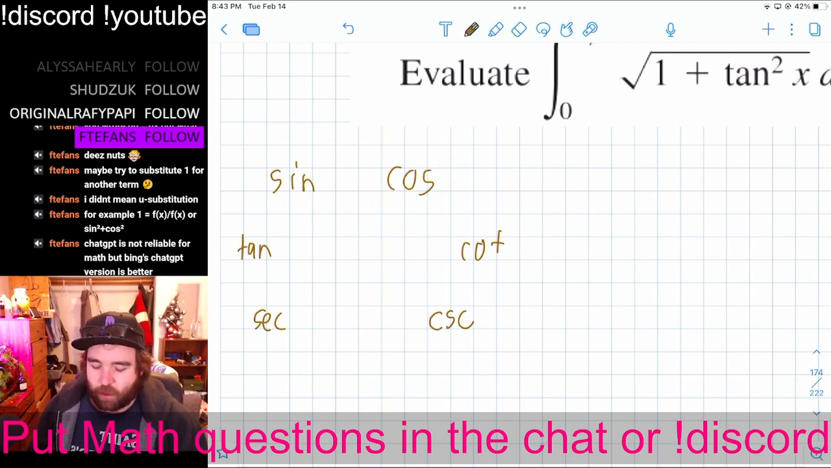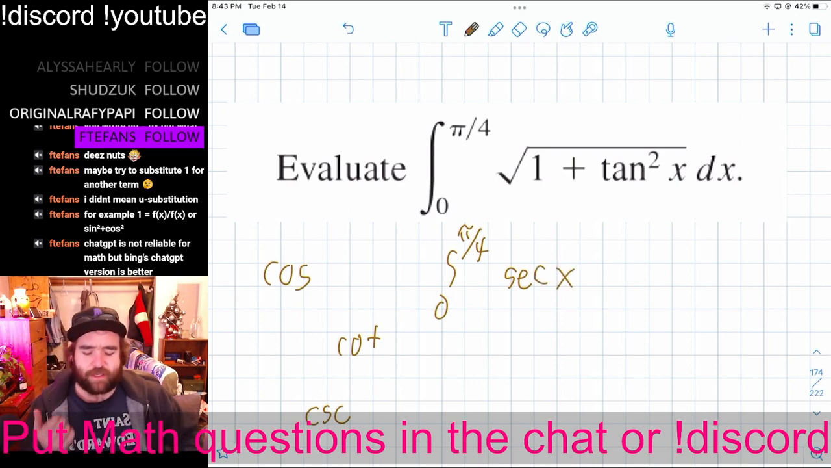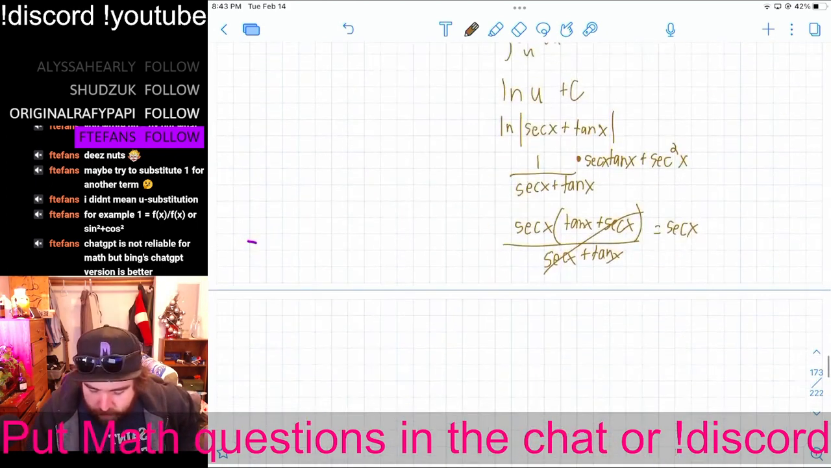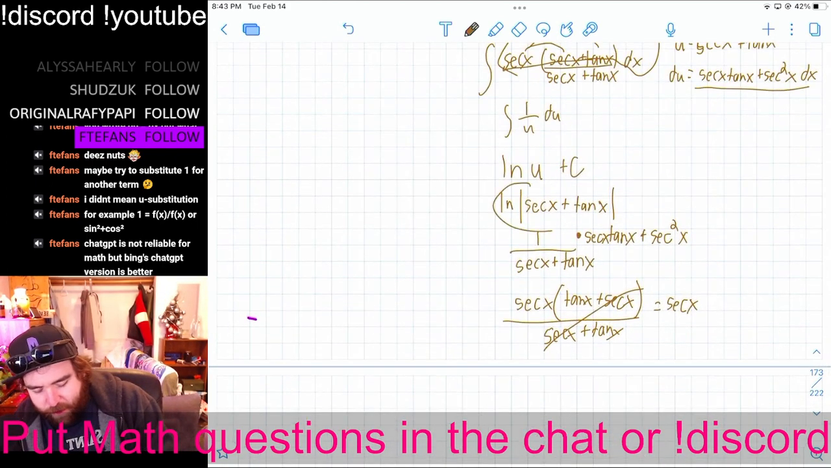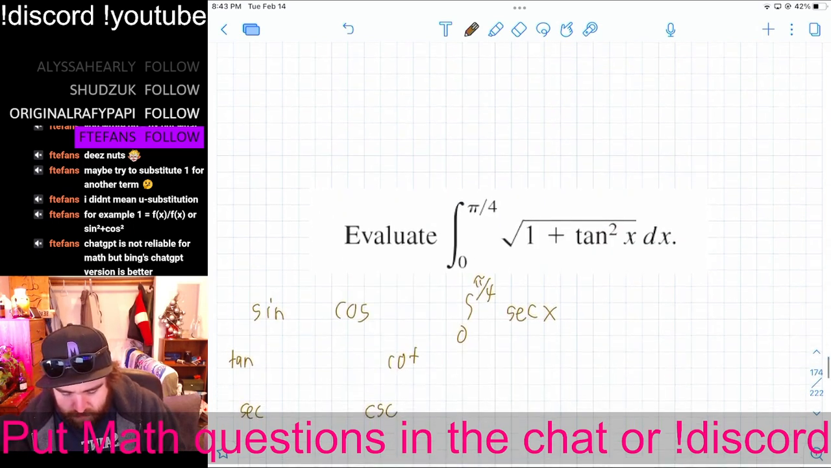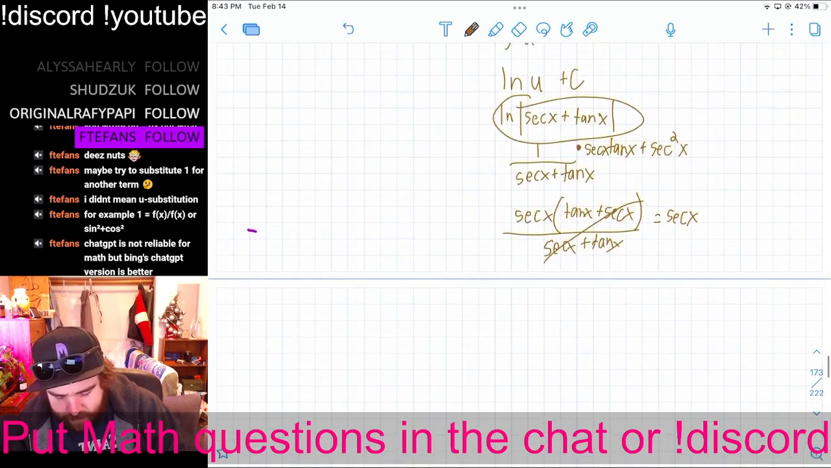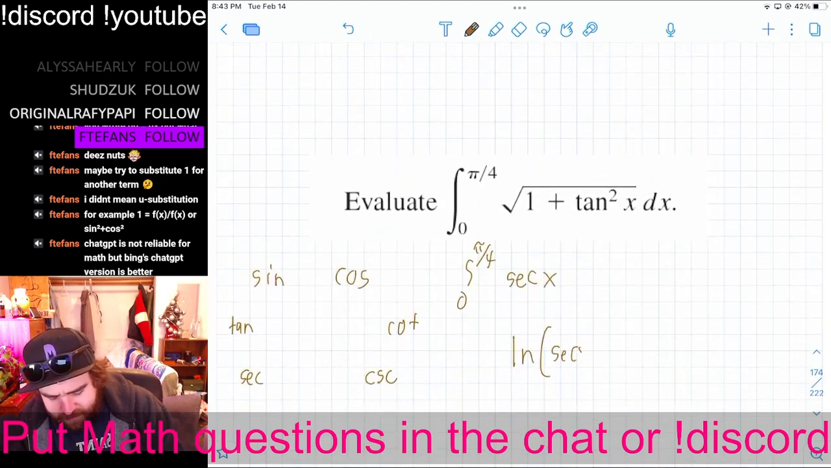Yeah, this is right. So I know that 1 plus tangent squared is equal to secant squared. So isn't this just the integral from 0 to pi over 4 of the square root of secant squared? Because it's equal to secant squared, but then you take the square root of it. So we're doing the same integral that we did up here, just from 0 to pi over 4. That's weird. So we're going to do the ln of secant x plus tan x.